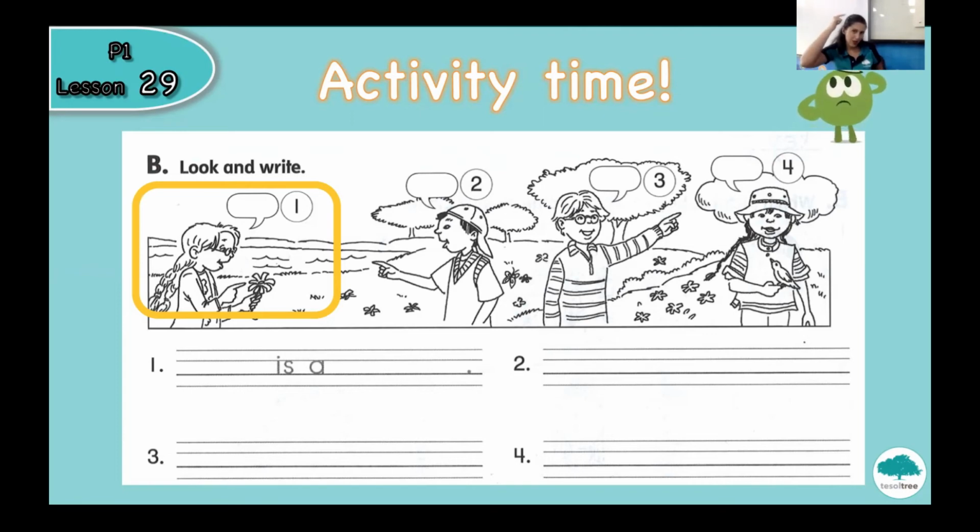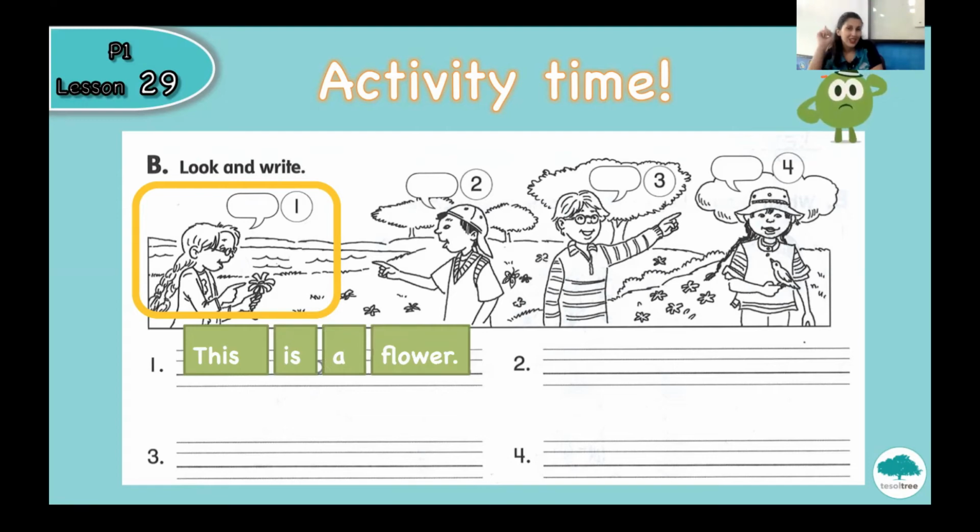Let's think, P1. You know it. So here we should write this first, right? Because the girl and the flower are very close to each other. But then we have to write the whole sentence. P1, I want you to think what will be next. Next, we have to write is, then a, and flower. Got it?